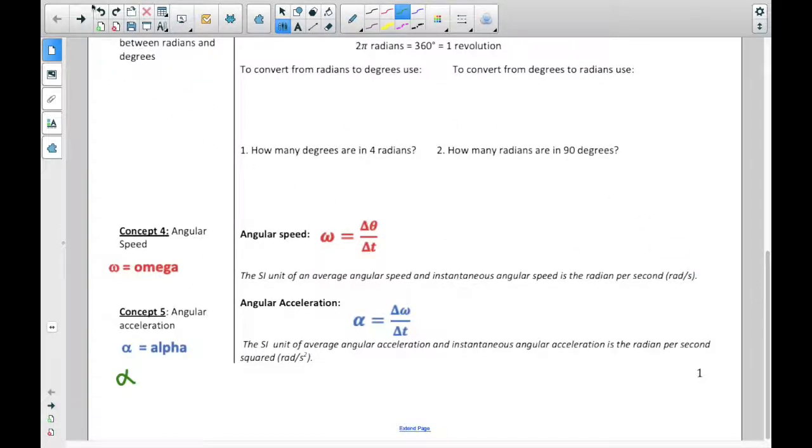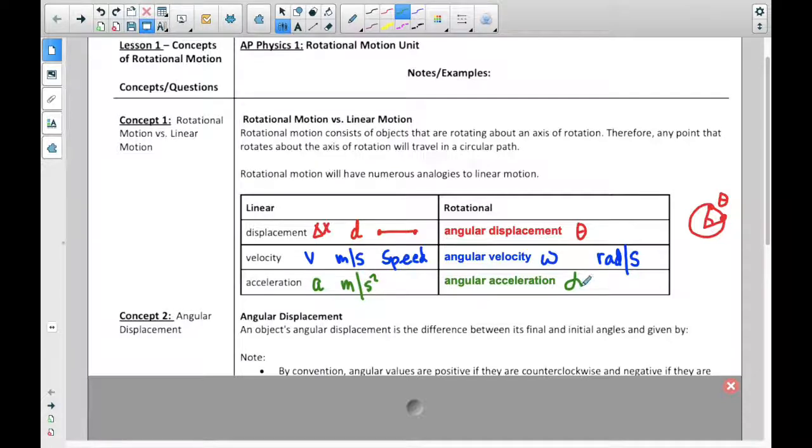Just understand that when you are talking about that letter, that is an alpha, and it stands for angular acceleration. We measure it in radians per second squared. And again, it is how fast something is speeding up.